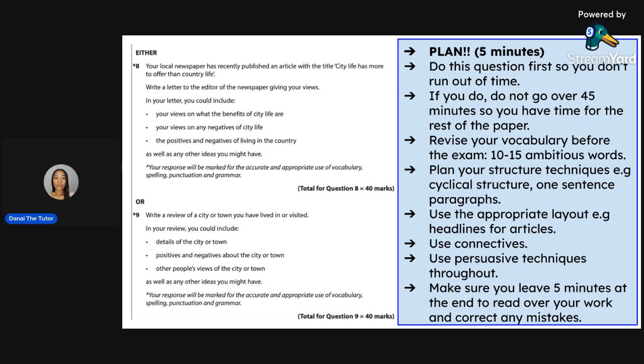But in this piece of text, again, the persuasive techniques are part of what distinguishes non-fiction writing from fiction. Make sure that you leave 5 minutes at the end to read over your work and correct any mistakes. And this is a really, really positive thing that you can do to make sure you get as many marks as possible in this exam, because of course SPAG is marked here.